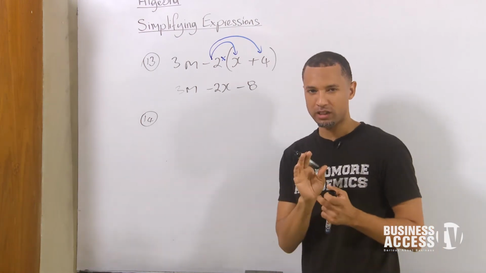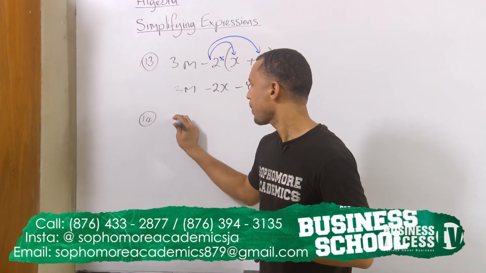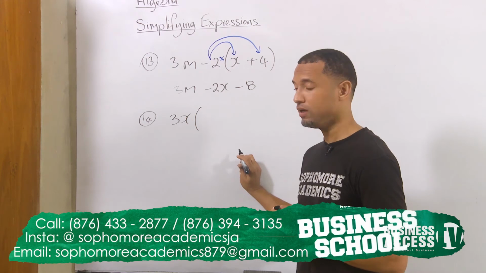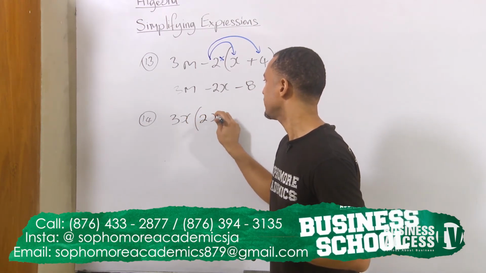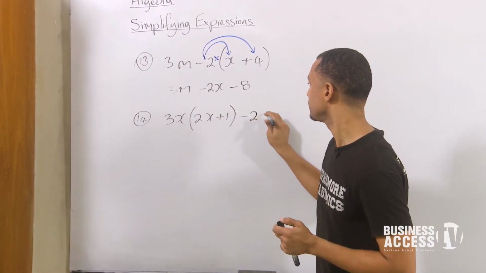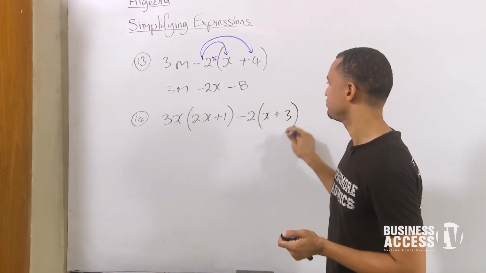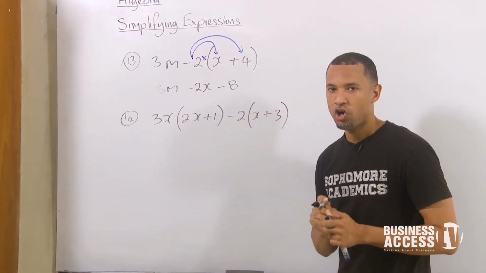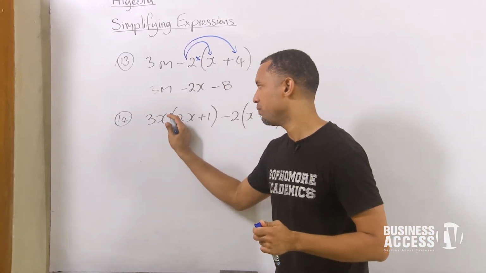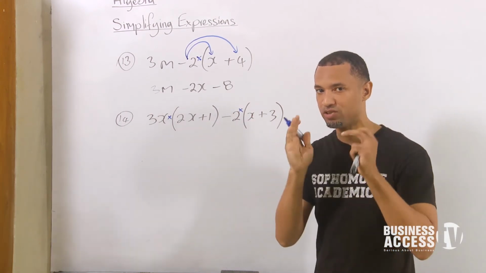Now, moving on. I'm going to step it up a notch. Follow me. Let's say you have 3x multiplied by (2x plus 1) minus 2 times (x plus 3). Look at that, ladies and gents. How do we approach this? Remember, this is multiplying that is taking place. You have to bear that in mind.